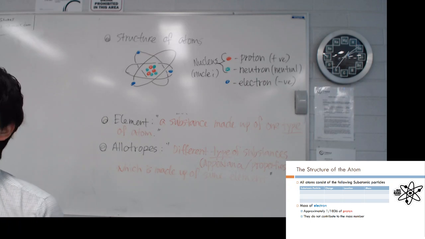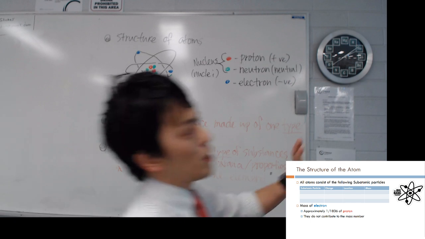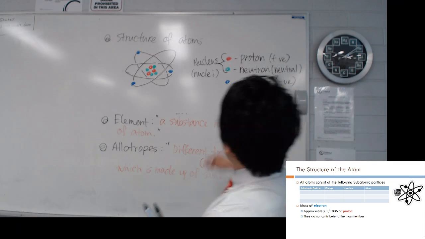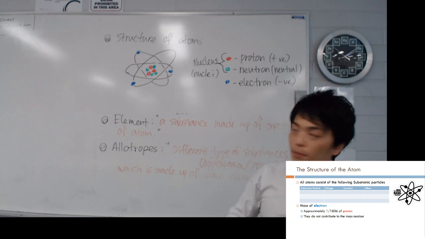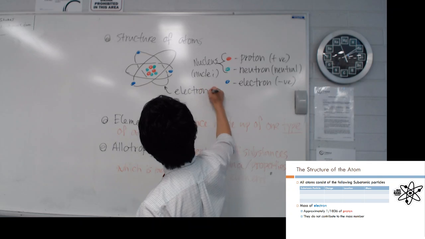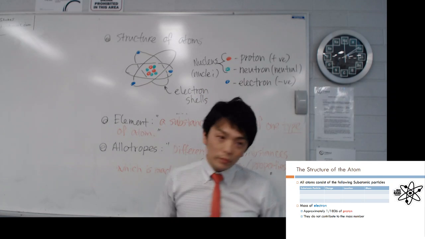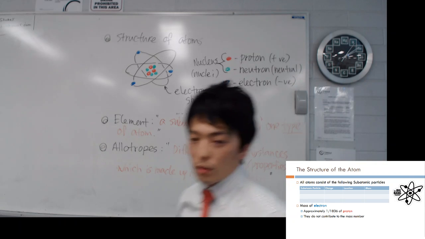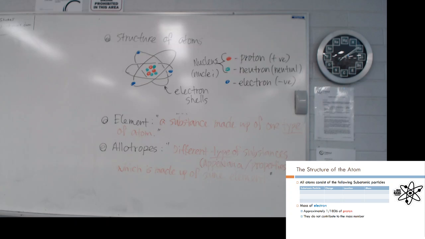Alright. Now, I hope we have already established what particles they are, what charges they have, and what location they are in. Electrons I haven't really written here, but they're in electron shells, yeah? Electrons live in electron shells. I'll cover one more thing and we'll do an activity.